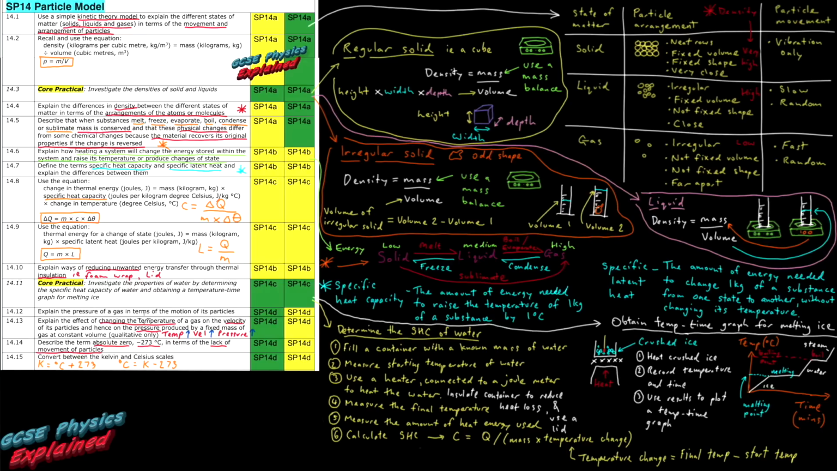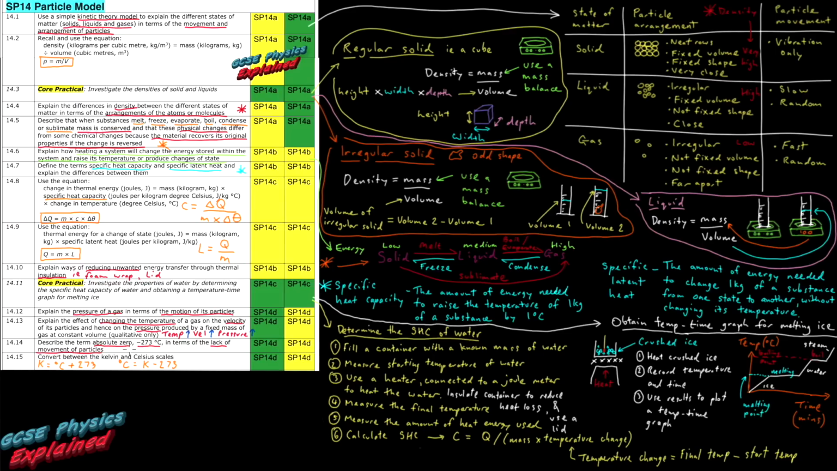Explain the pressure of a gas in terms of the motion of its particles. You just need to say that the pressure of the gas is because of the motion of the particles. Pressure is caused by collision of particles, for 1 mark. Explain the effect of changing the temperature of a gas on the velocity of its particles and hence the pressure. Well, if you increase the temperature, that's going to increase the velocity of the particles and that's going to increase the pressure. And it does say for a fixed mass of gas at a constant volume.